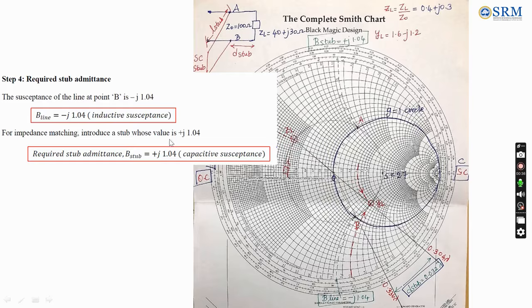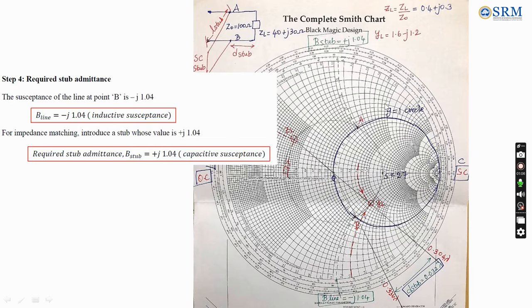Right, for impedance matching, we should introduce a stub so that the stub will provide a positive susceptance. That is capacitive susceptance. It has to provide the same. We have to trace the same reactance circle at point A so that it introduces positive susceptance, and this is the required stub admittance normalized value. We will come back to the original value later.